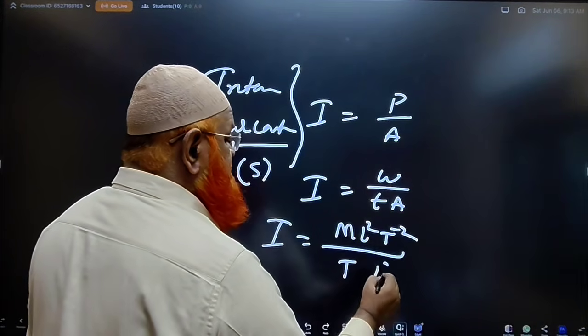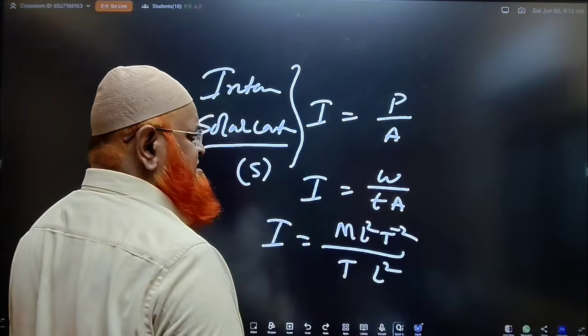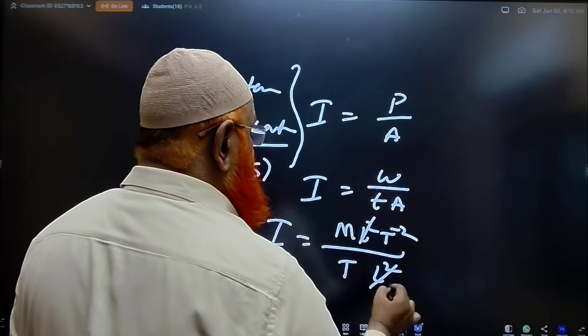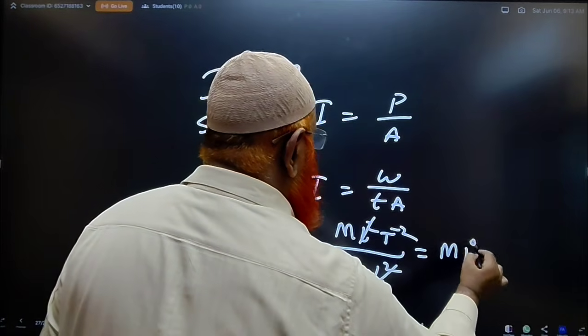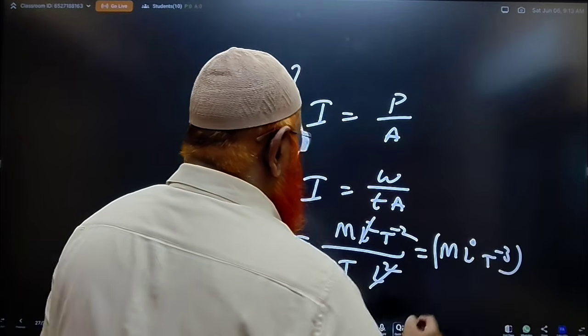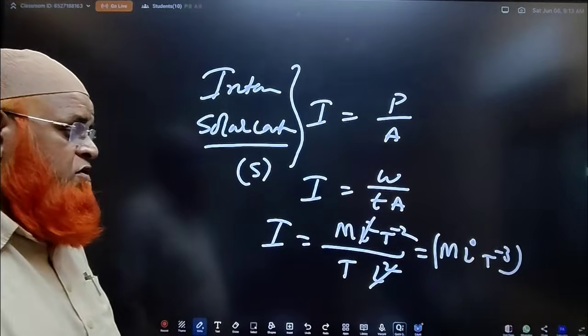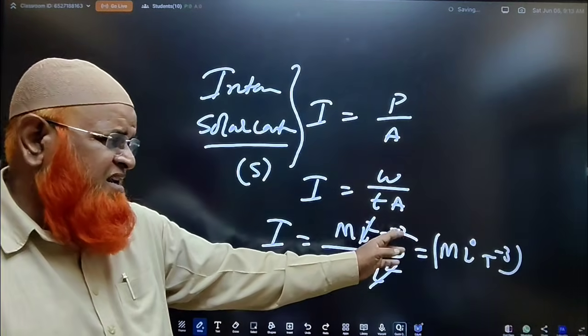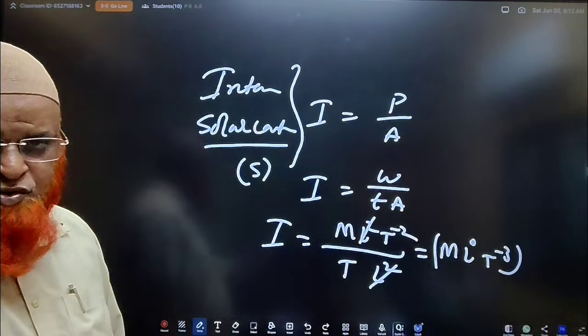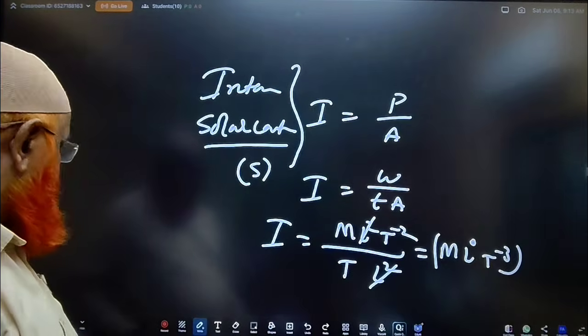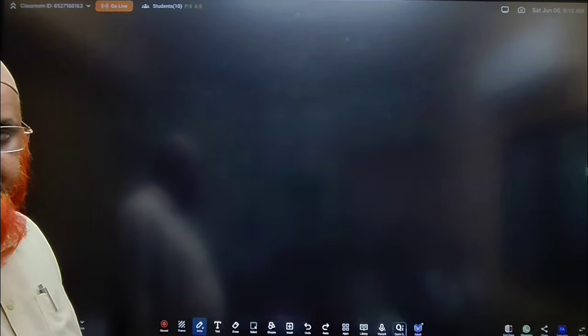This is time, T. This is L square. Area means L square, so L square gets cancelled. Intensity means M L power 0 T power minus 3, because T comes from the denominator and becomes T power minus 1, so T power minus 2 minus 1, which is minus 3. That's going to come for check books. Never make a mistake.